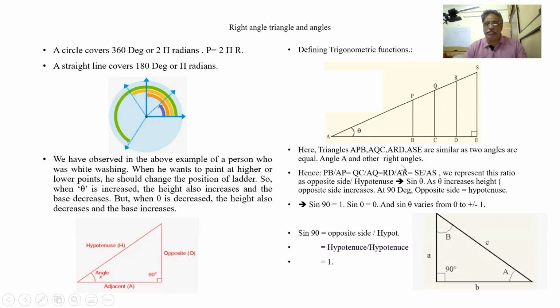So what is sin theta? We defined it as opposite by hypotenuse. What is cos theta? Adjacent by hypotenuse. What is tan theta? Opposite by adjacent. We know in this triangle a square plus b square is equal to c square. That means sin square theta plus cos square theta is equal to 1. That we'll see later, but this is the basic of it. So this is how we define sin theta and cos theta.